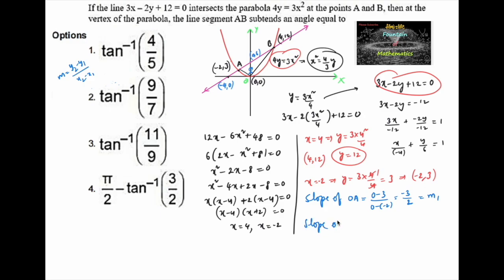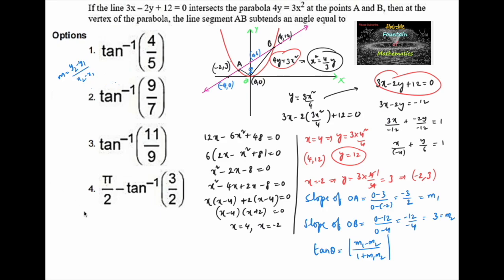And similarly, slope of OB is equal to 0 minus 12 divided by 0 minus 4, that is minus 12 by minus 4, which is equal to 3. Say this is m2. And we know that if theta is an angle between the lines OA and OB, then tan theta is equal to mod of (m1 minus m2) divided by (1 plus m1 m2).